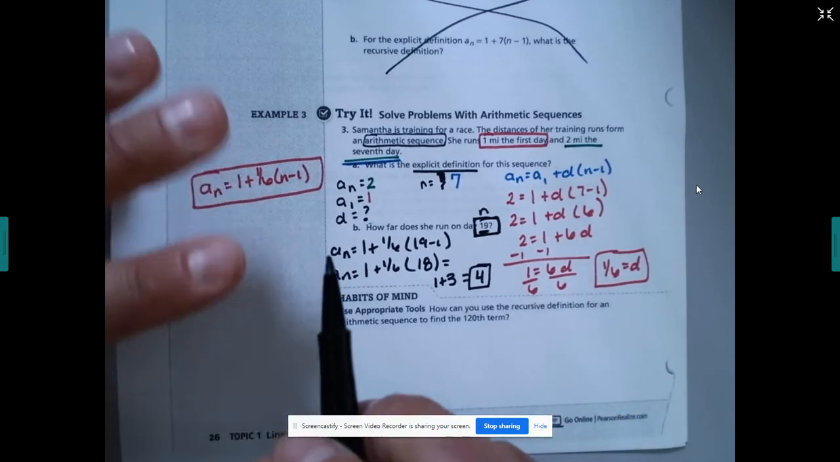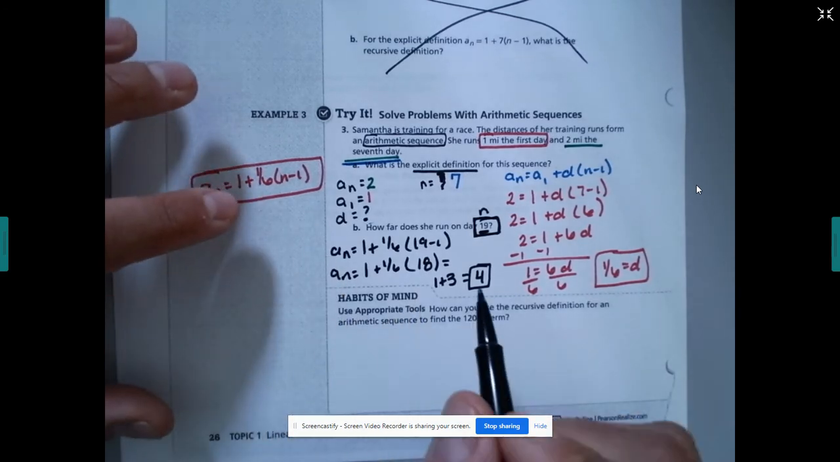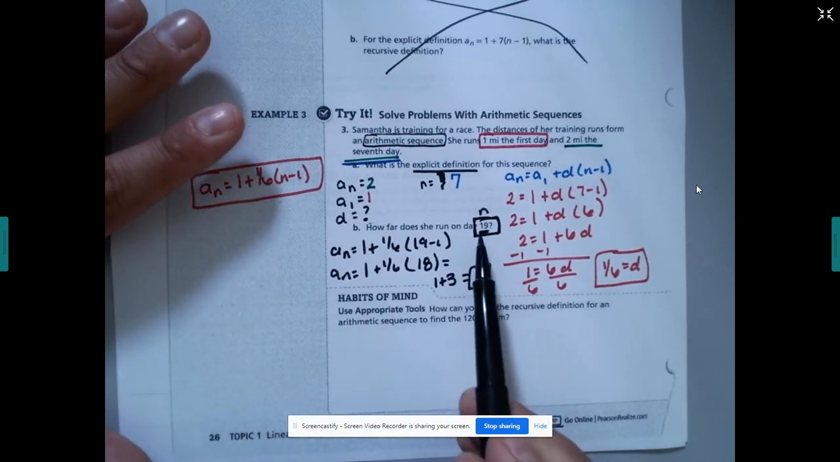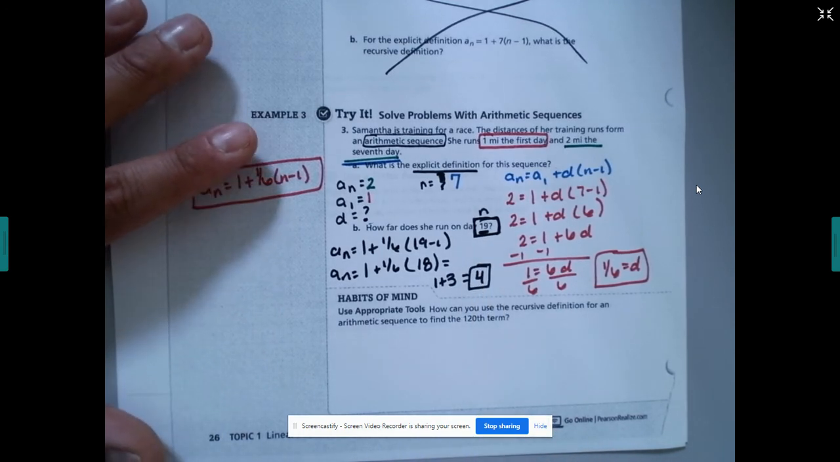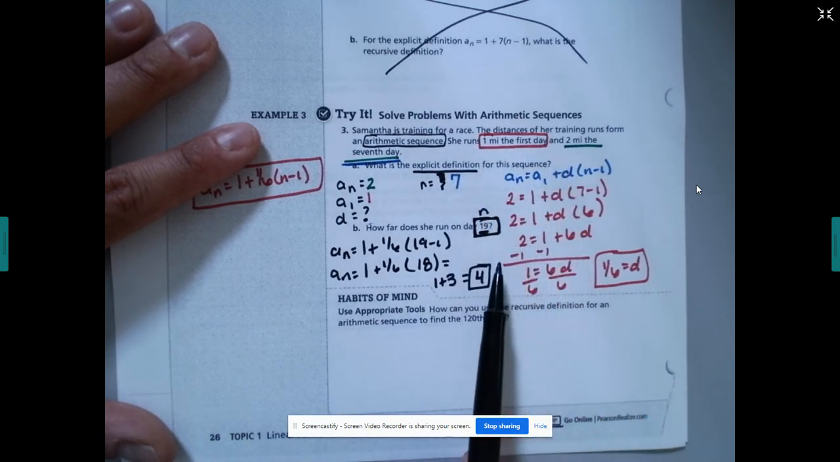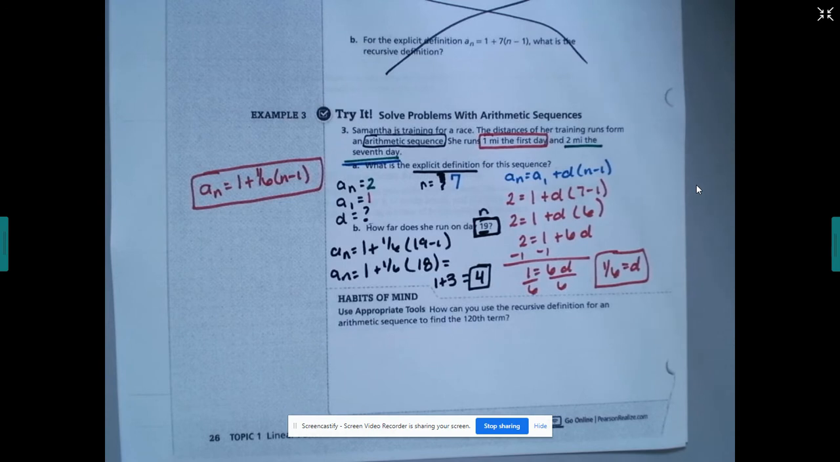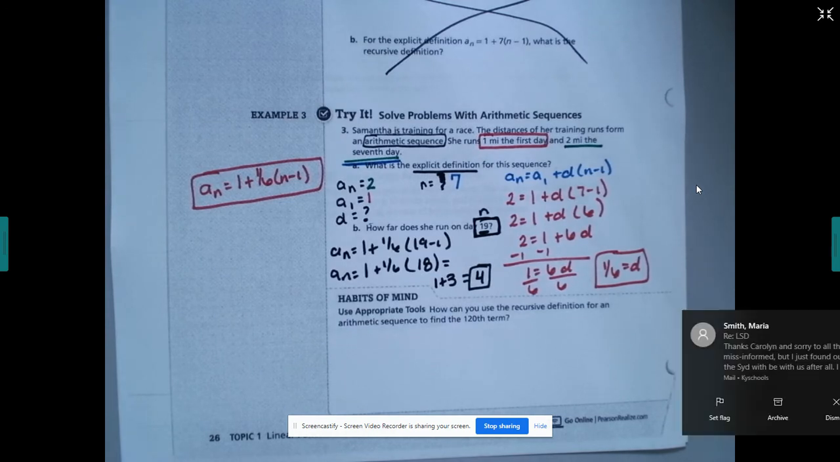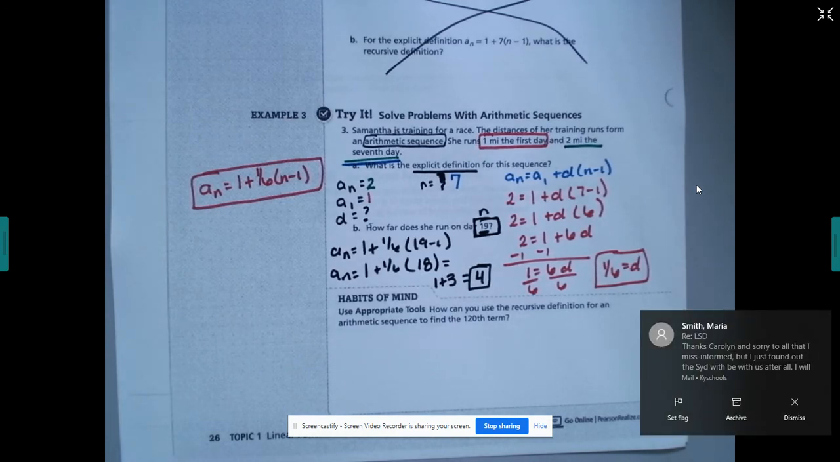Okay, I didn't have a ton of room to write it there, so hopefully you can kind of follow along with what I did. So on the 19th day, she ran 4 miles. First day, she ran 1. 7th day, she ran 2. 19th day, she ran 4. Okay, so that is how we use that formula to help us figure out exactly what we need.